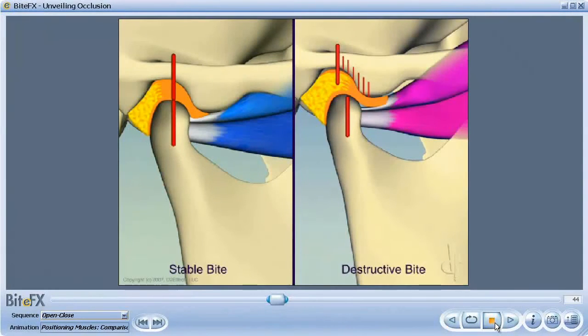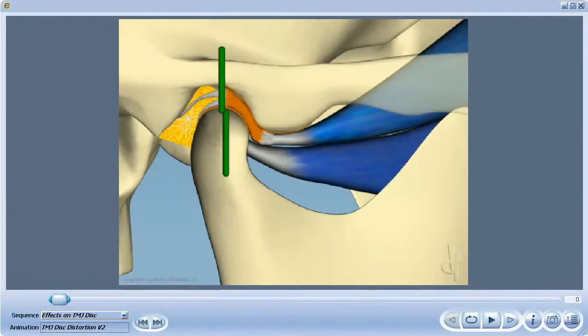When your jaw is closed, the lateral muscles should be at rest, as shown on the left. However, occlusal problems can cause these muscles to be in tension and hyperactive, as shown on the right. They pull on the TMJ disc and jaw for much longer times than they should. So let's see how long periods of this hyperactivity can affect the jaw joint over time.